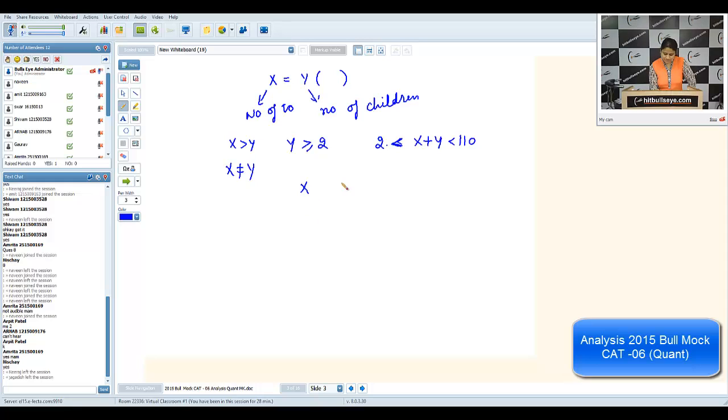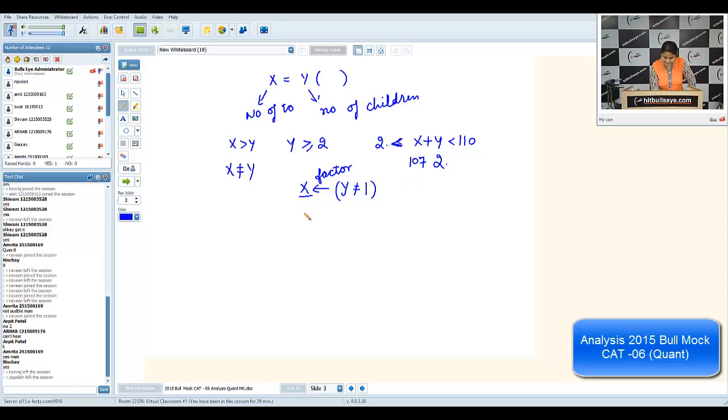Now how many values can we take? First of all, Y should be a factor of X, and Y shouldn't be equal to 1. Now how many values of X are possible? Maximum value of X can be, see, Y is minimum 2, so X can be maximum, we can say 107, I mean.